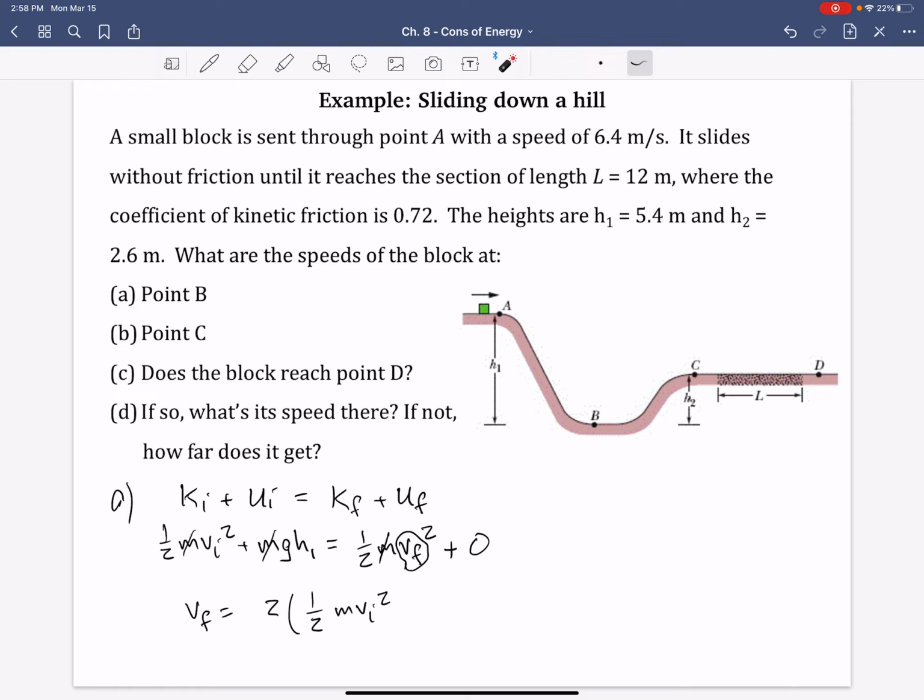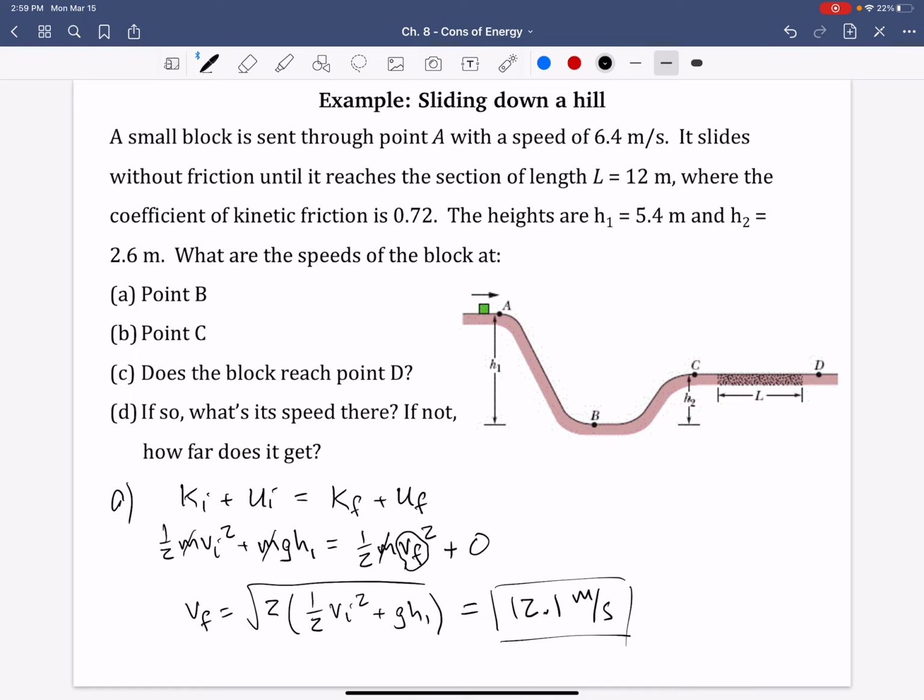Oops. Canceled out mass, but then I put it back in. Plus g h1. And then we're taking the square root. So if you plug in all of those numbers, it should be positive. Let's hope it is. I get a positive 12.1 meters per second. Okay, that's the speed at point B. And yes, indeed, it is larger in magnitude than what it started with at point A, which was 6.4. So it almost doubled in speed.